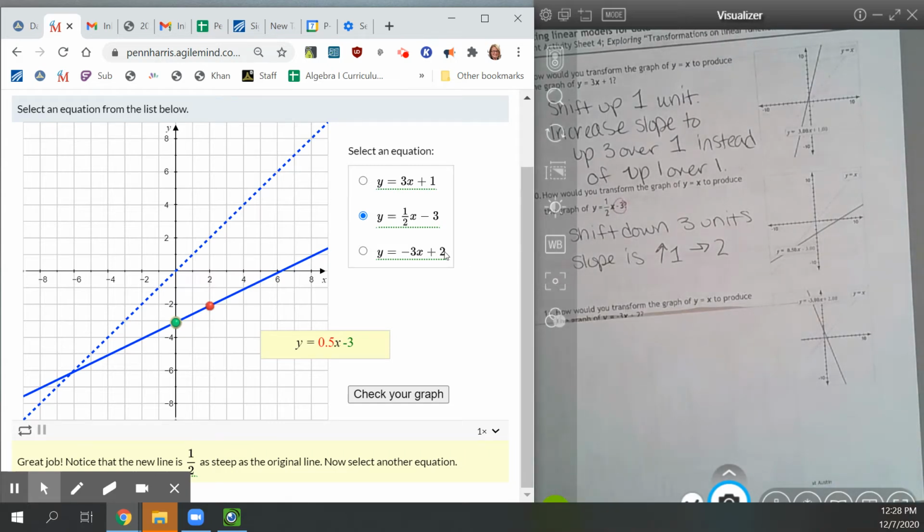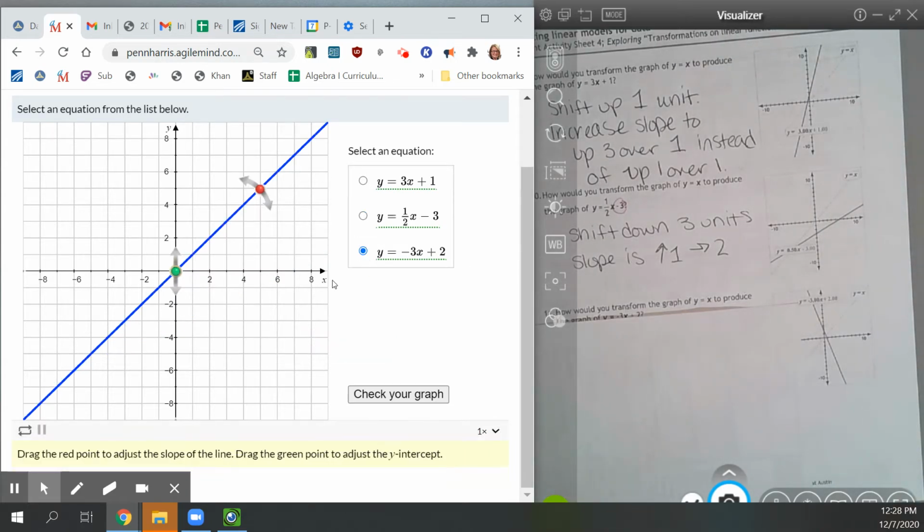Okay, now my last one. Let's switch to my last one here. Okay. I'm going to start with my intercept. It shifts down 1, 2 units. My slope is now -3 over 1. Okay, so something I'm going to have to do, guys, we have to reflect this across the x-axis. Okay, so I reflected. That's what that negative does. And then instead of up 1 over 1, it's going to go up 1, 2, 3 over 1.